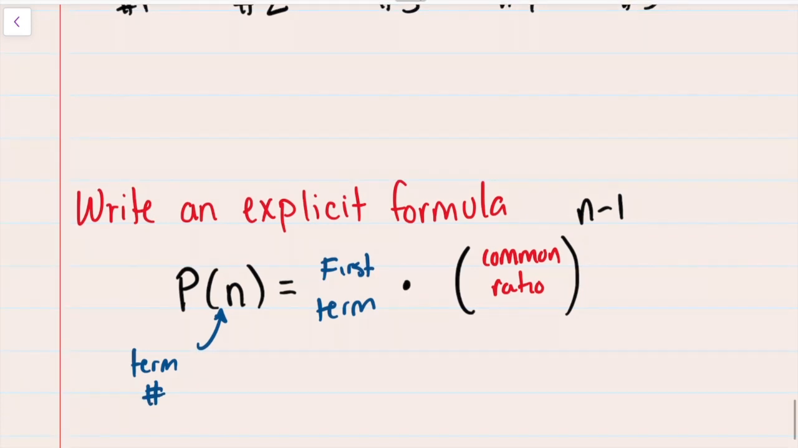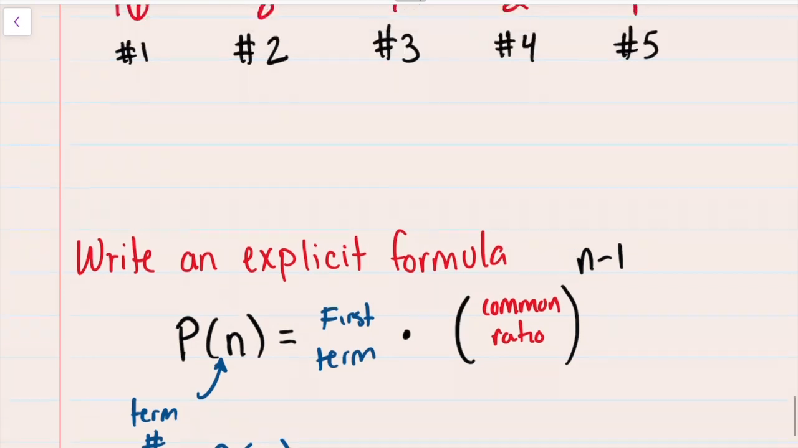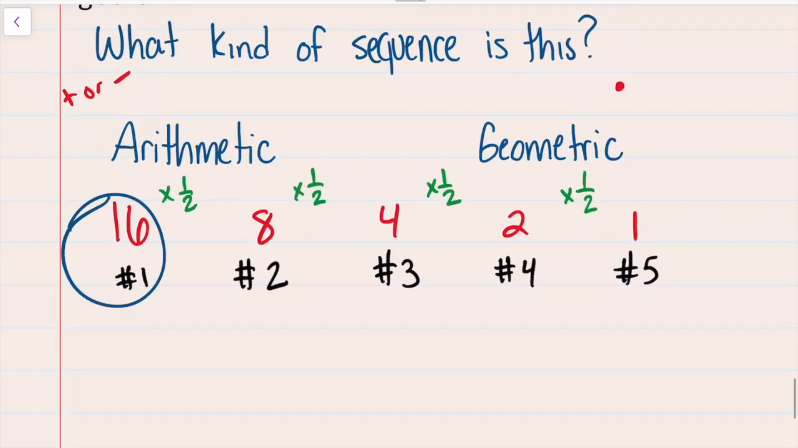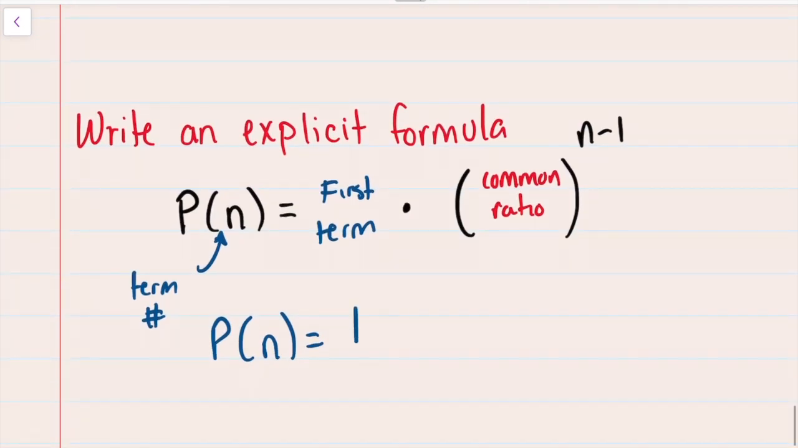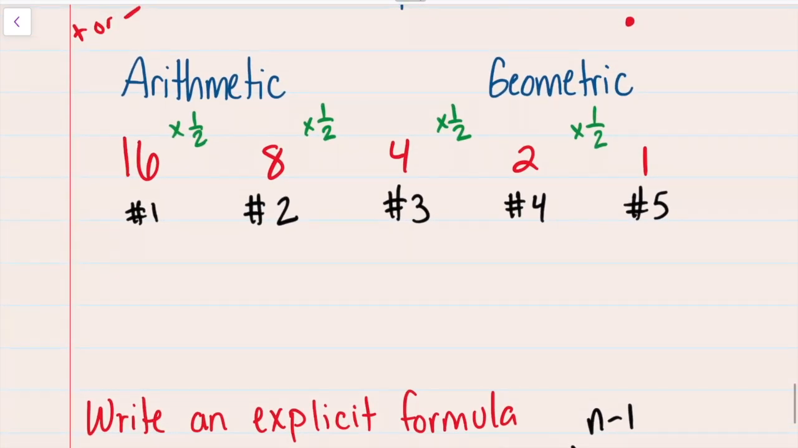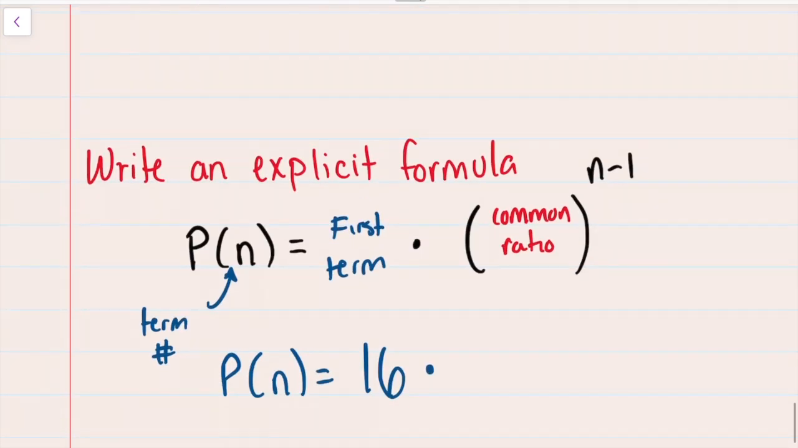Now we have all of this information already, so let's go ahead and look back at our sequence. What is our first term, guys? Our first term was 16. So we start with 16 times. What is our common ratio? What are we multiplying over and over? You guessed it. We're multiplying by 1/2. So in our parentheses, we're going to have 1 over 2 to the power of n minus 1. And that is the formula we have to write. That's it.